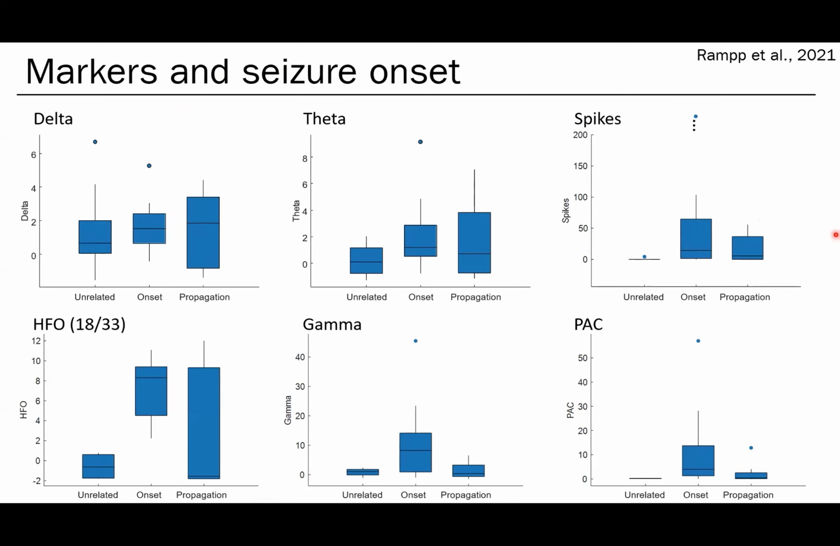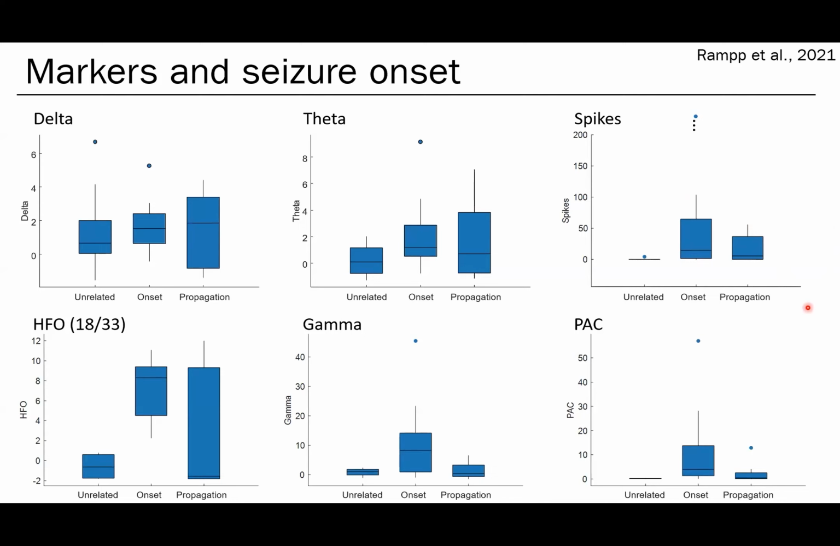Spikes obviously show a sharp contrast to unrelated areas. However, this is also due to the fact that we used findings of clinical routine to define the three zones in the first place. But then we saw a much higher amount of spikes, a much higher frequency of spikes in onset-related areas compared to areas that only show the propagation of the seizure. But this is not necessarily surprising. This is something that we could expect from the literature.